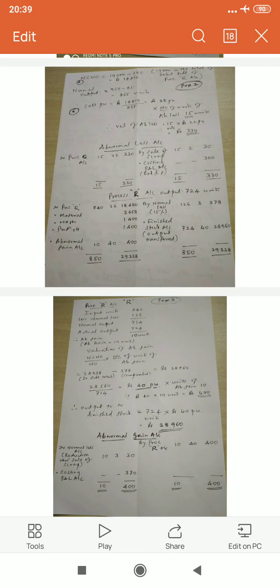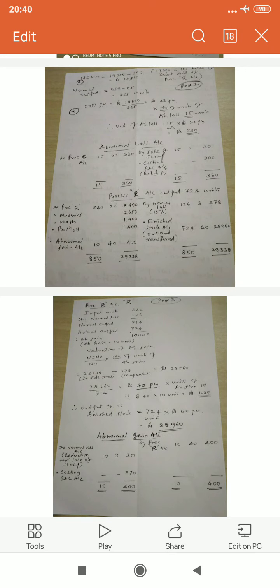Then in the problem, actual output in units is given. How much is actual units? Actual units stood at 840. When it stood at 840, 840 units are also to be calculated at the rate of cost per unit. How much is the cost per unit? Cost per unit is rupees 22. Therefore, at the rate of 22 per unit, in respect of 840 units to be transferred to the next process, the amount works out to be rupees 18,480. Now, you close both debit and credit side of process Q account.